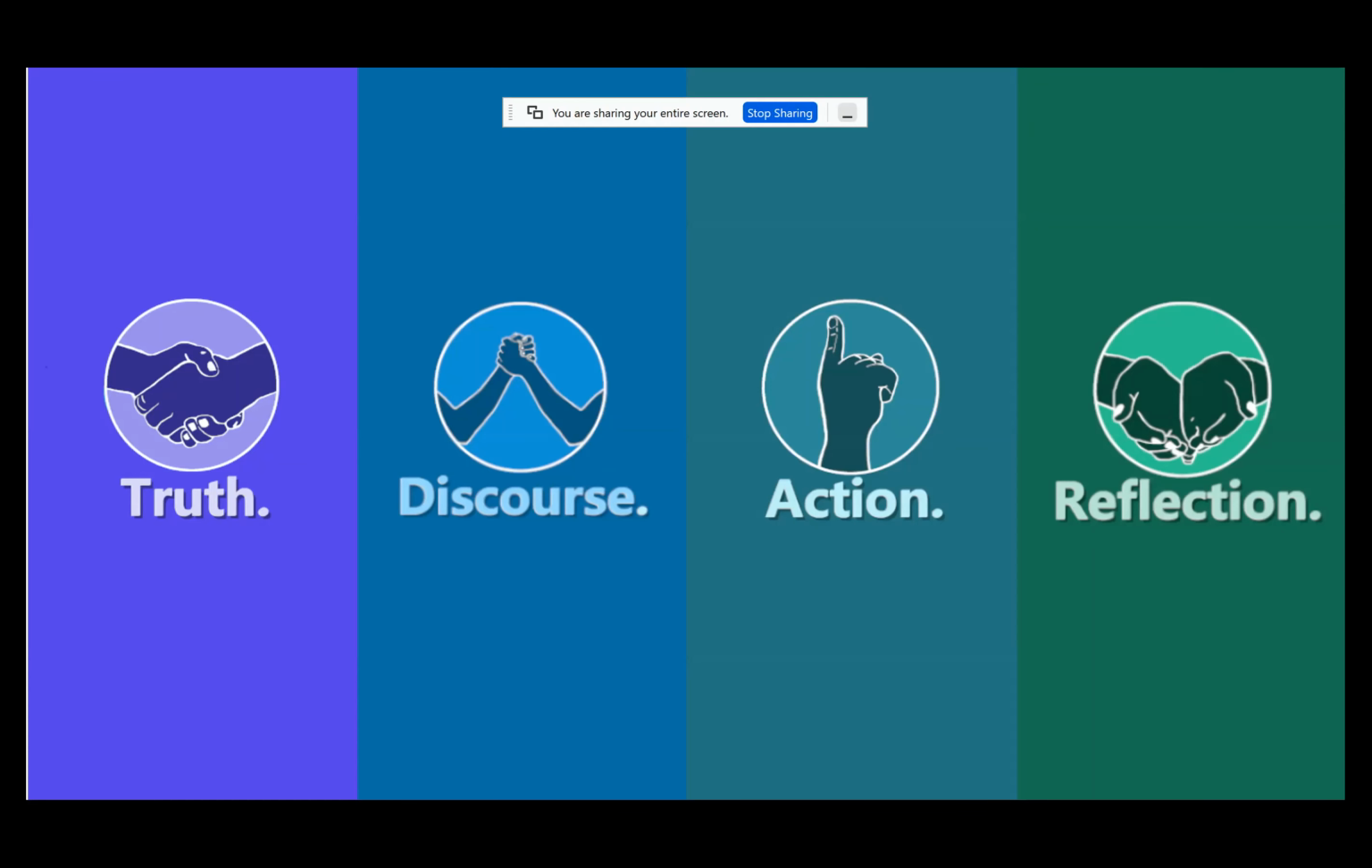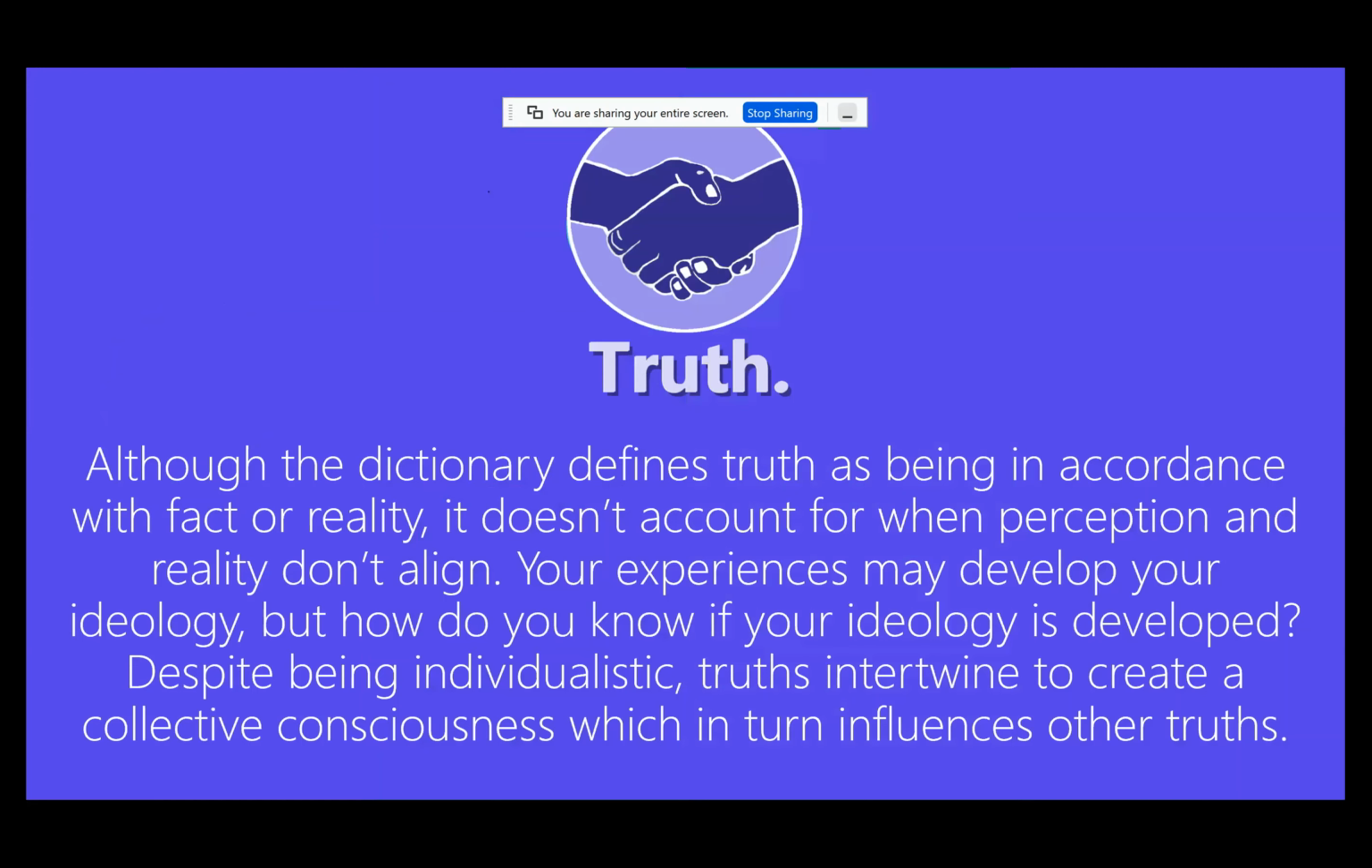So the first step is truth. Although the dictionary defines truth as being in accordance with fact or reality, it doesn't account for when perception and reality don't align. Your experiences may develop your ideology, but how do you know if your ideology is developed? Despite being individualistic, truths intertwine to create collective consciousness, which in turn influences other truths. So really each of us as an individual embody a truth from all the experiences we've had in our own unique lives.